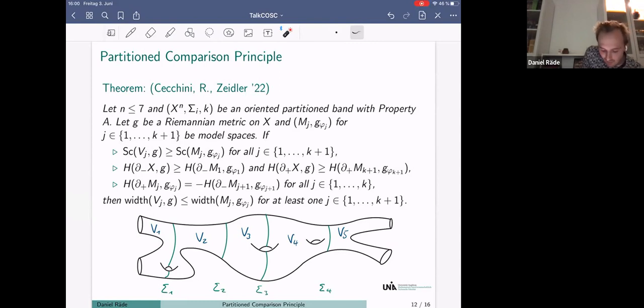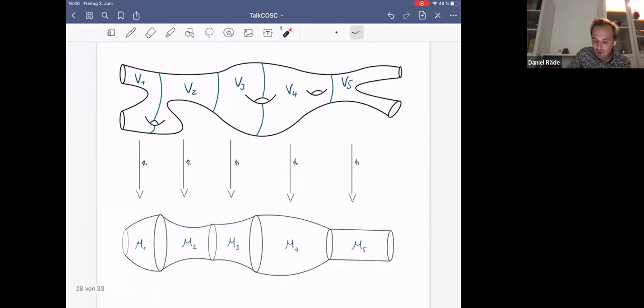And then you need that the mean curvature is at least continuous when you go from one model space to the next one. So again, we have this minus because of our sign convention, but that just means the mean curvature function is continuous if you pull it back. And then for each of these segments, you define these functions phi.